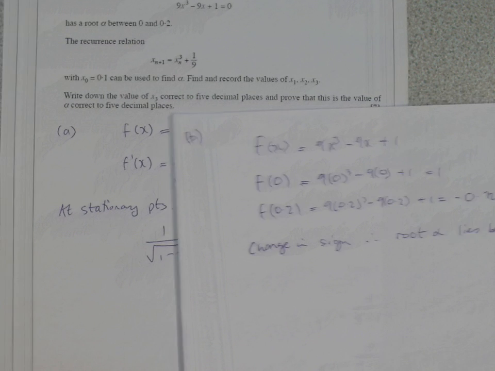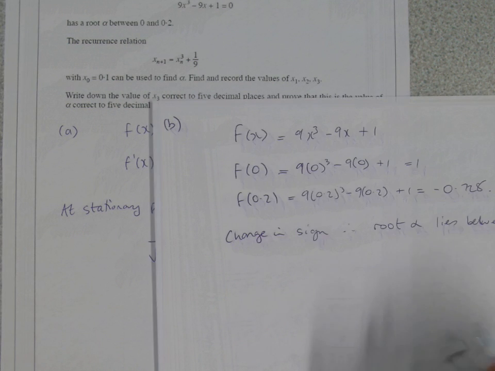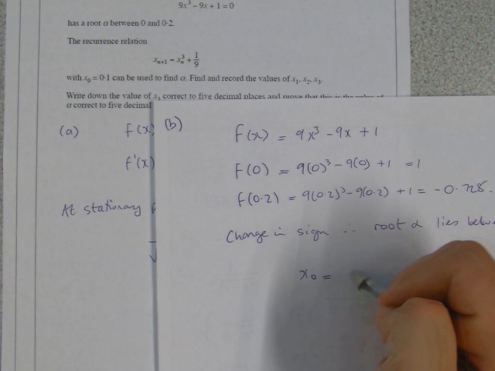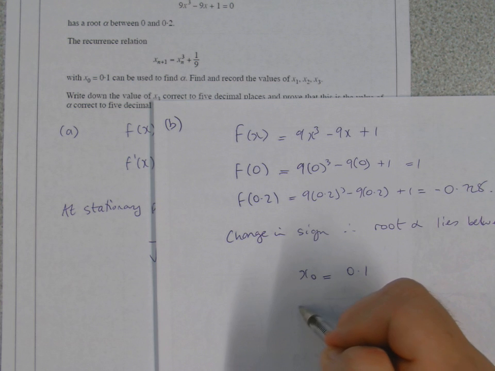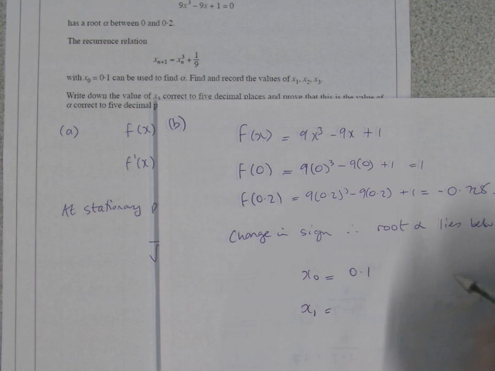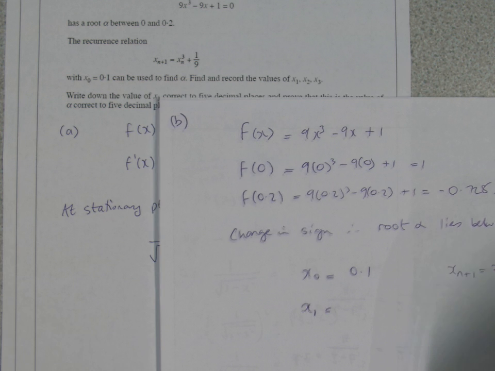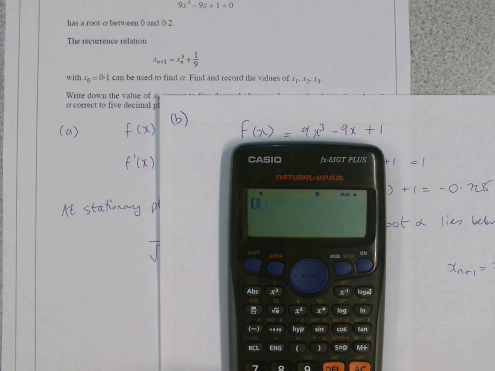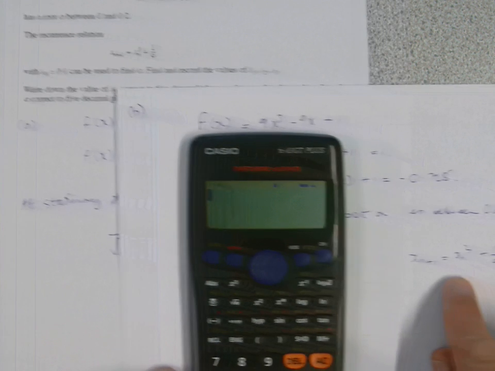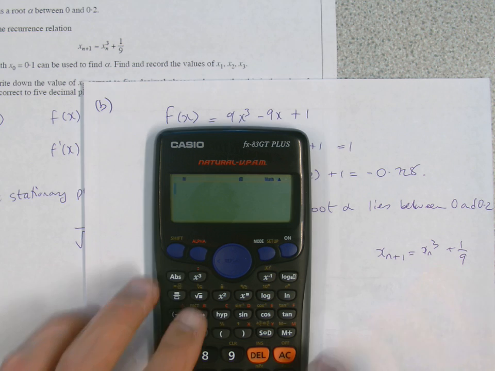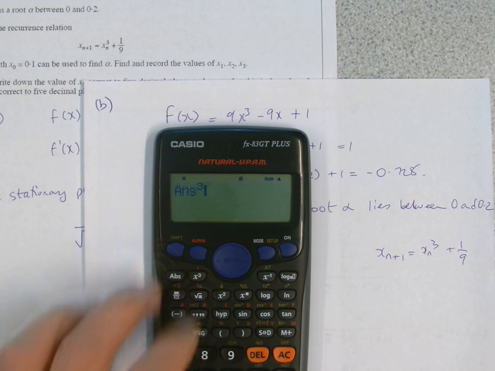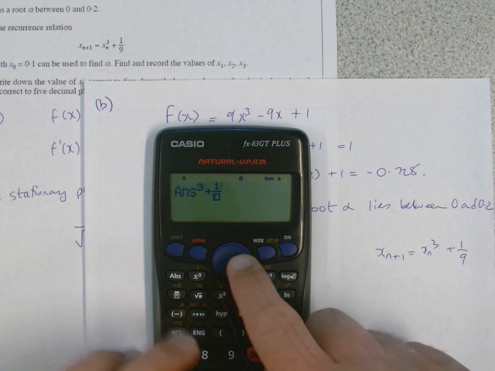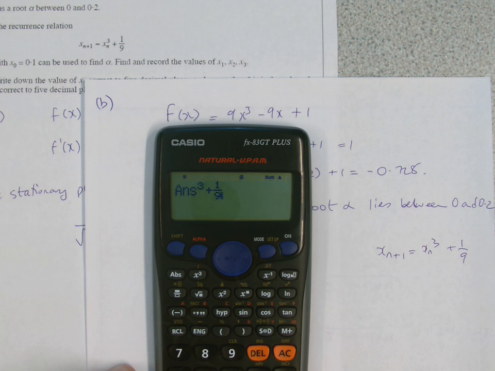Okay, then it says the recurrence relation here, where x naught equals 0.1, can be used for alpha. Find and record values for x1, x2, x3. So if I put x naught to equal 0.1, then I can get x1 by putting it into that relation formula. Remember now on your calculator, put 0.1 and press equals. Now that becomes your answer. So if we set that formula up, as we've got it there, we'll have x cubed plus 1/9.